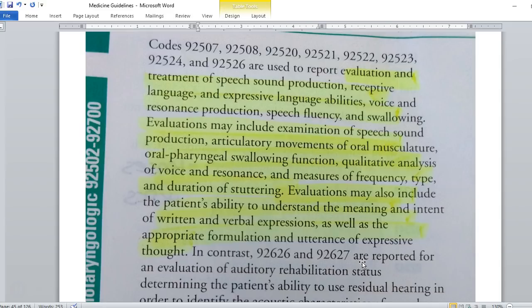Evaluations may also include the patient's ability to understand the meaning and intent of written and verbal expression, as well as the appropriate formulation and utterances of expressive thought. So again, if this is a child and we're doing something developmental, we may want the child to be able to understand what we're saying and respond back.